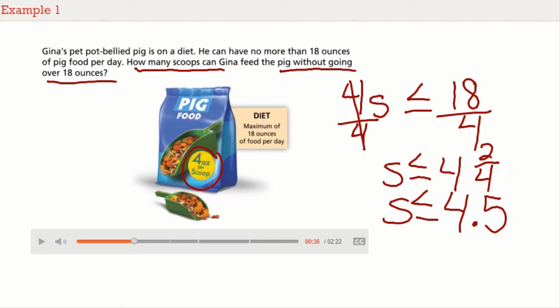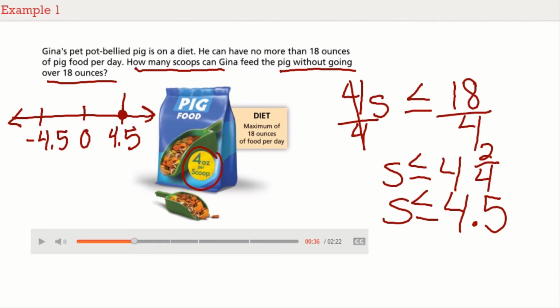Now we have to graph this. I'm going to start with a really simple graph with just 3 numbers. I'm going to have 0, whatever number the point is supposed to go on, which is 4.5, and its opposite, which is negative 4.5. Now I need to figure out if it's going to be an open or closed circle. In this case, since it says or equal to, we know it's going to be a closed circle on 4.5.